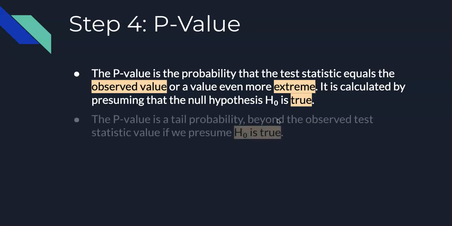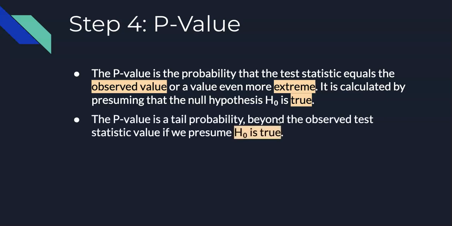We're going to find the probability. The p-value is a tail probability, maybe to the left extreme or to the right extreme, beyond the observed test statistic value if the presumed H0 is true. And I got a nice picture that goes with this in the very next slide, so we'll take a look at that.